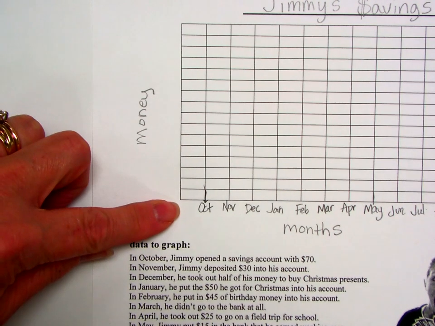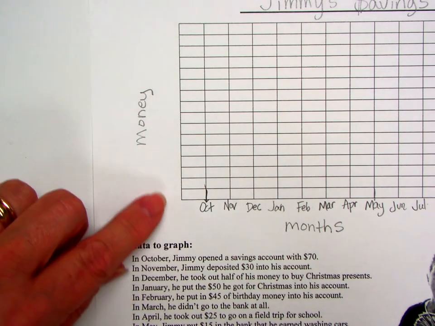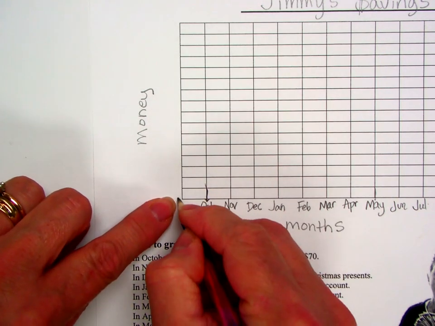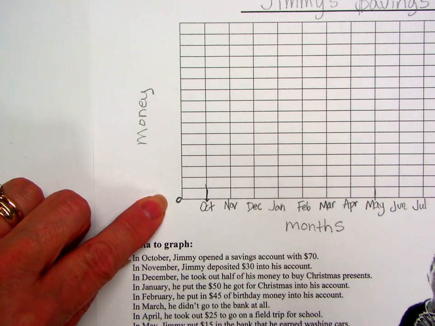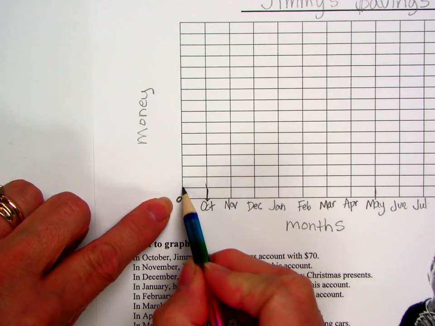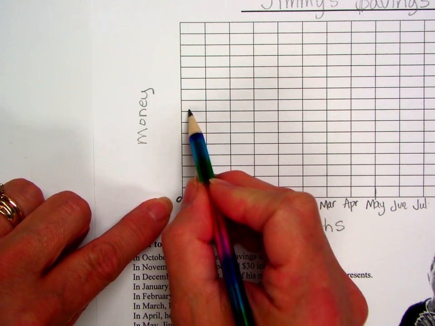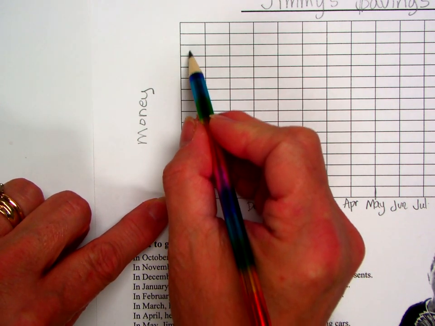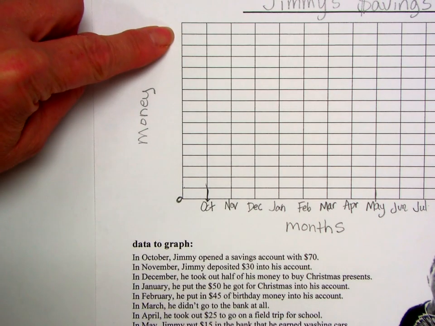But I need to figure out what numbers to put on these boxes. So if I started at the bottom with 0, because you usually always start with 0 at the bottom, if I labeled these $1, $2, $3, $4, 5, 6, 7, 8, 9, 10, 11, 12, 13, 14, 15, 16, I would only be able to go up to $16.